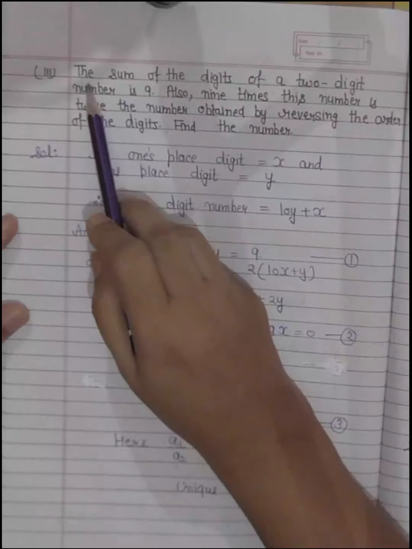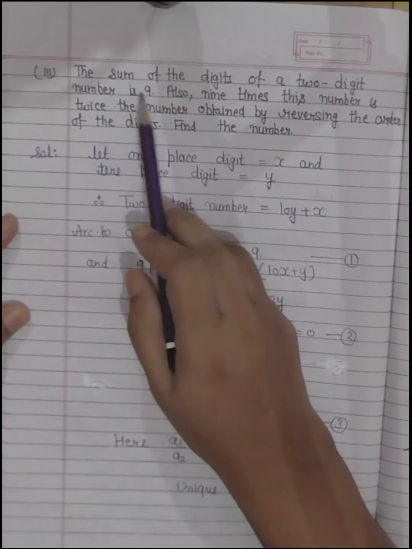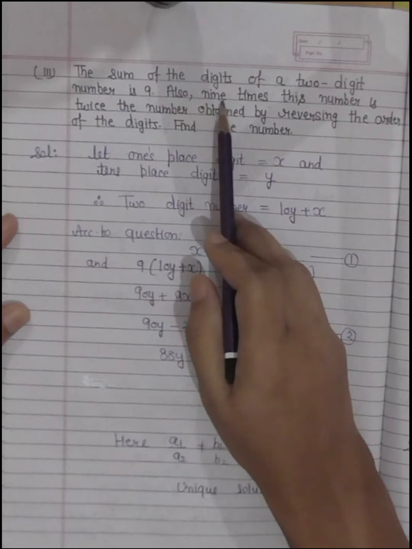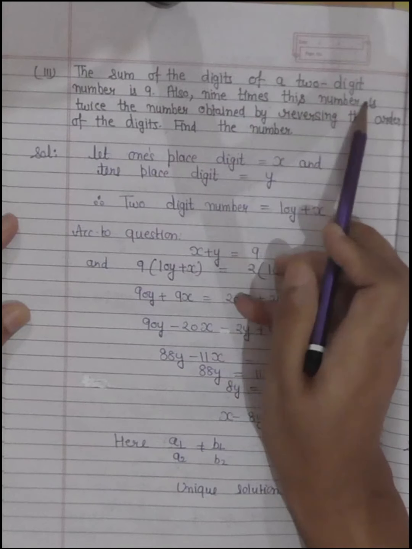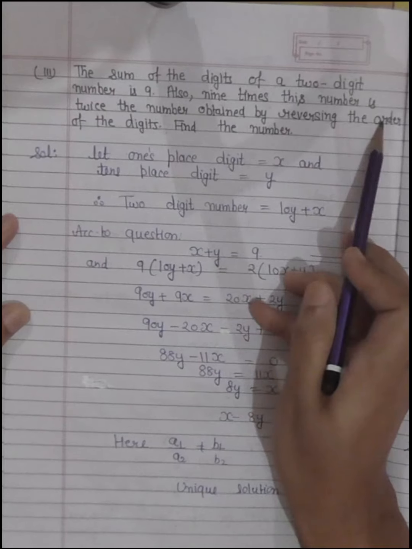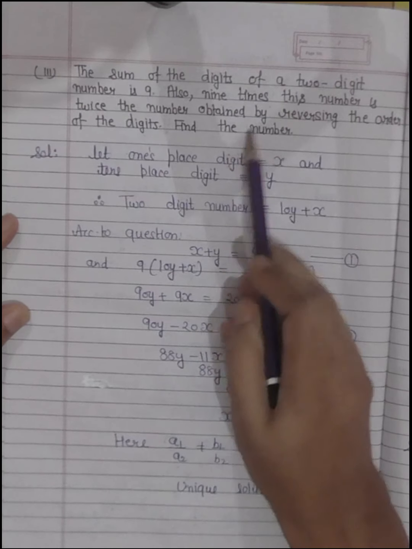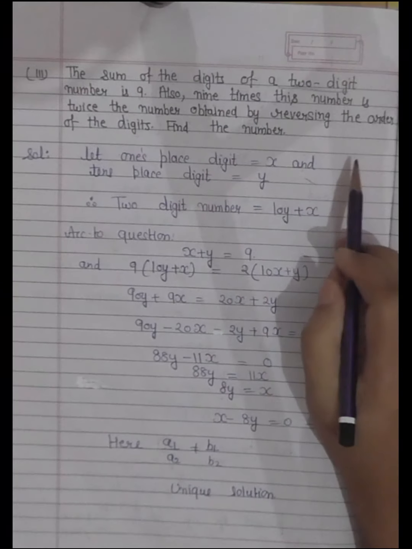Next word problem: the sum of the digits of a two-digit number is 9. Also, 9 times this number is twice the number obtained by reversing the order of the digits. Find the number. Actually, here this is a two-digit number.